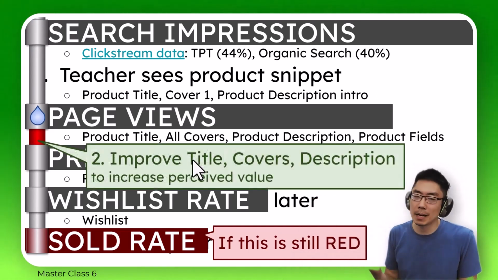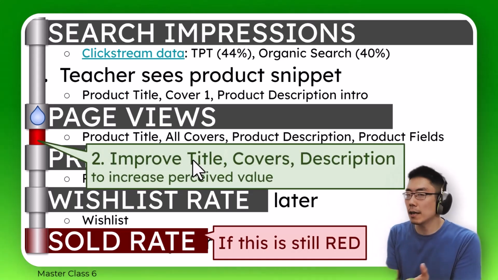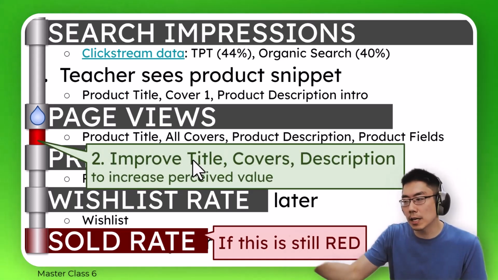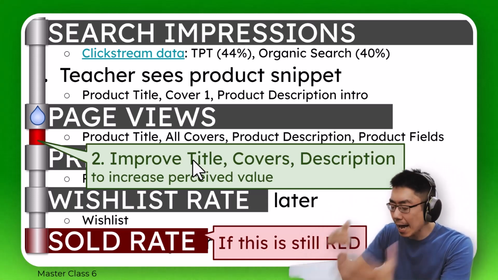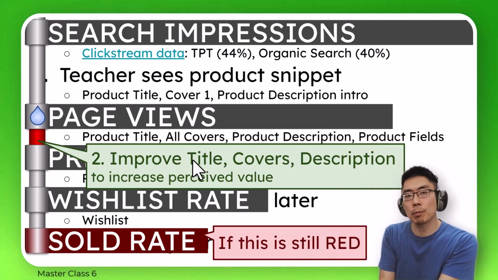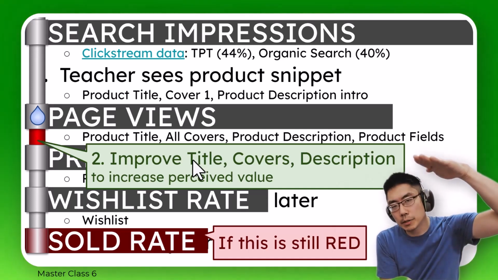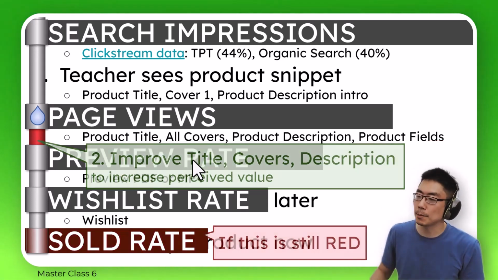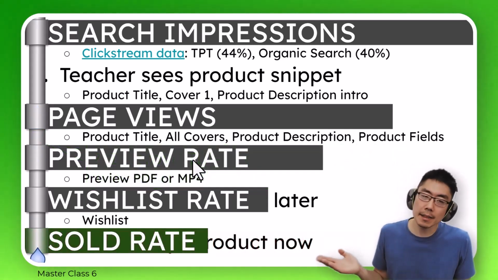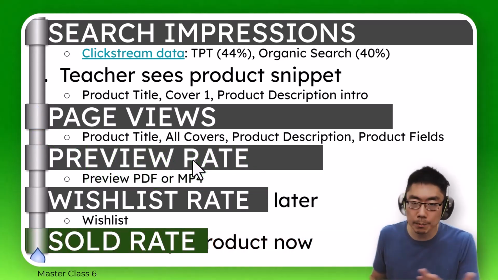right? They bounce off. So then the next step is, okay, improve the title, improve the rest of the covers that they see on your page, improve the product description so that they have a better sense of what's in your product. We're trying to increase the perceived value of your product so that they'd be crazy not to buy. So that's the next step to fix. All right, and then hopefully your sold rate becomes green or it improves.